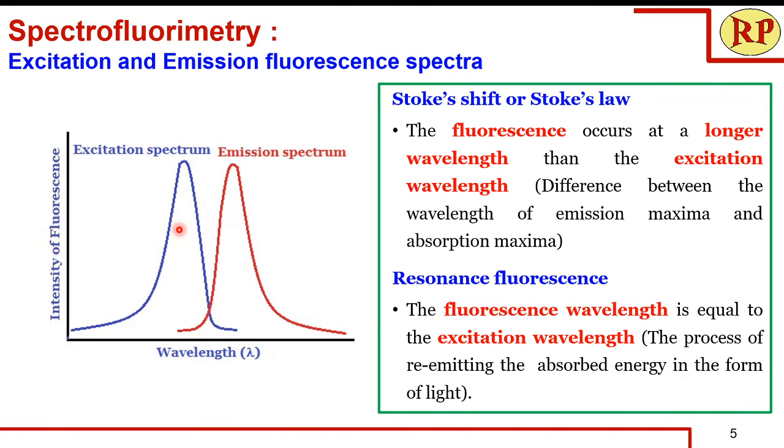But if you have an atom or very rigid molecules where the vibrational levels are missing, we will not have vibrational levels at all. We'll have only S0, S1, S2, etc. Then the electron in the ground state absorbs the energy, goes to the excited state and returns back to the ground state by emitting the same energy. You will not have a longer wavelength. So same energy it emits. So then we call that resonance fluorescence. This happens in atoms and very rigid molecules where the vibrations will not be there.